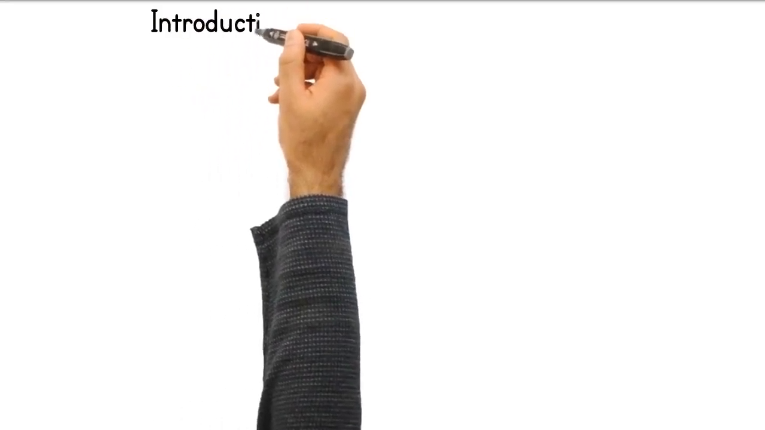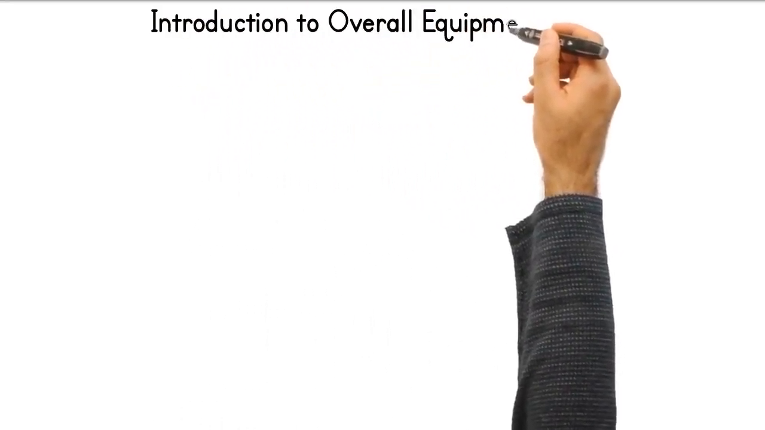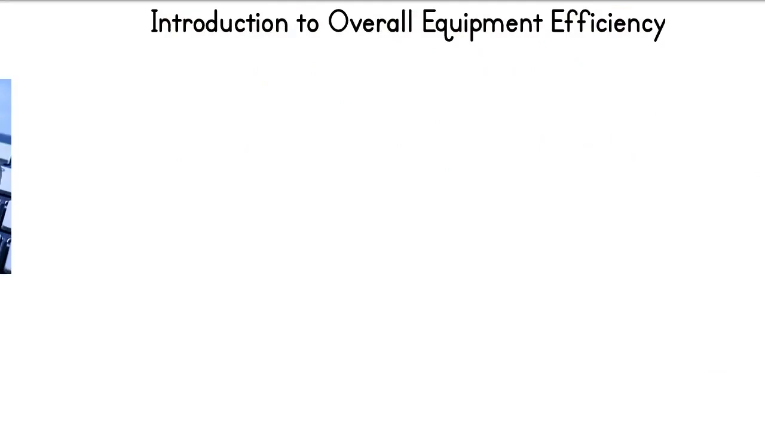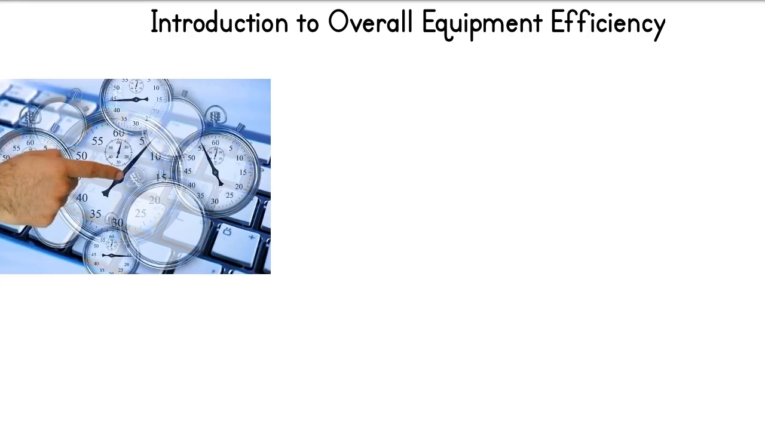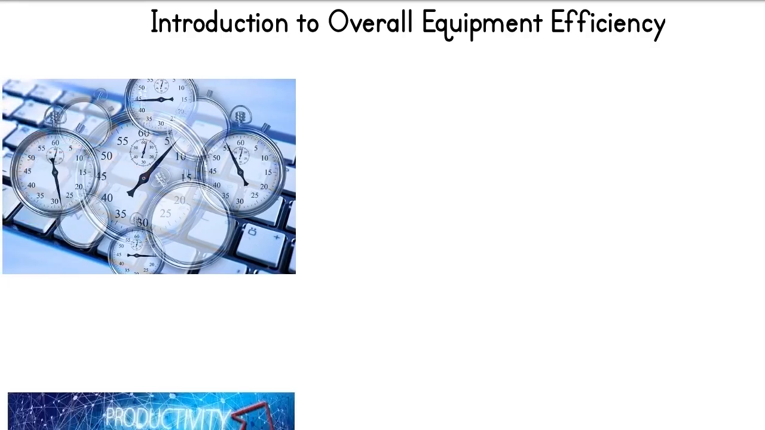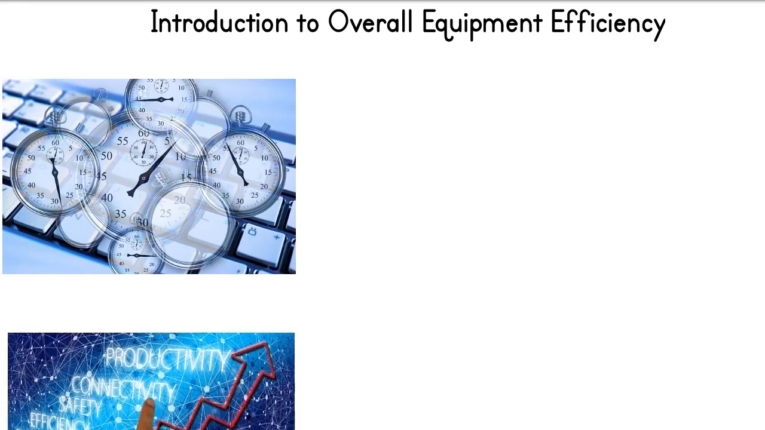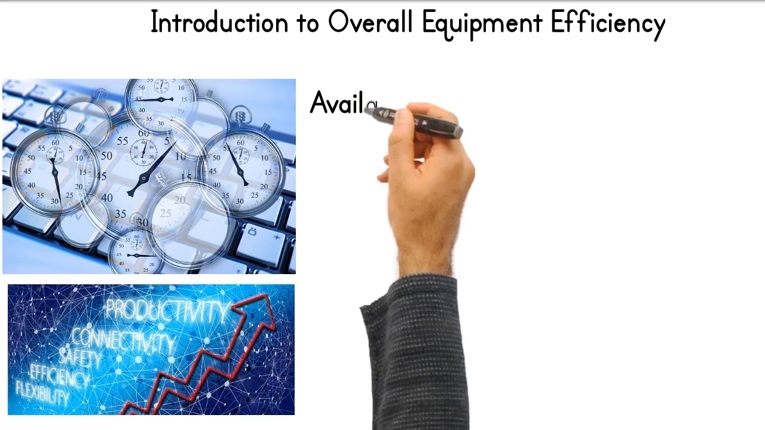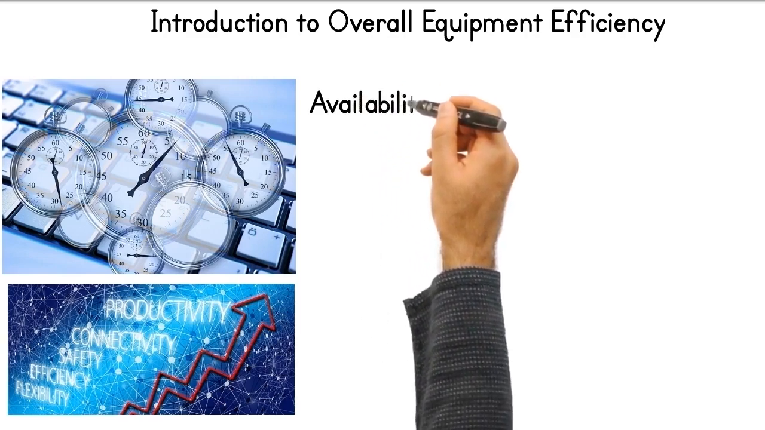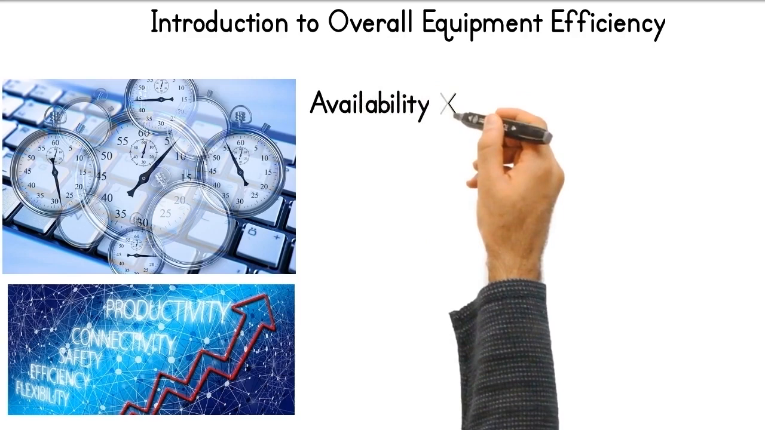In the manufacturing world, improving production efficiency is crucial for reducing costs and maximizing output. One of the key metrics used to assess the effectiveness of production equipment is overall equipment effectiveness, OEE. OEE is a comprehensive metric that evaluates how effectively a manufacturing operation is utilized compared to its full potential.